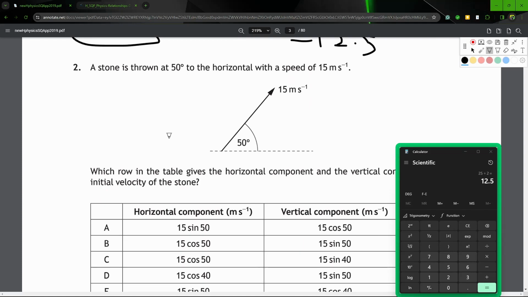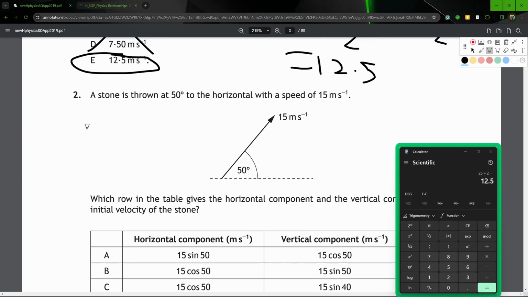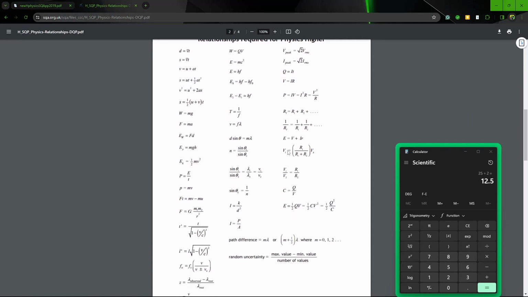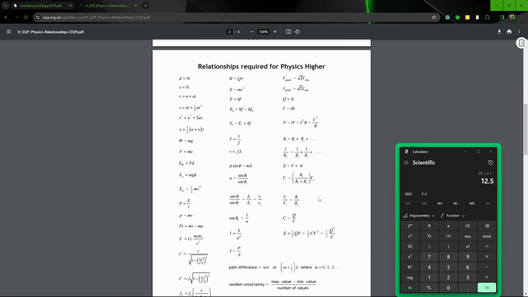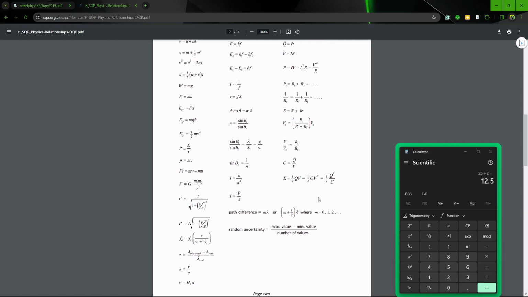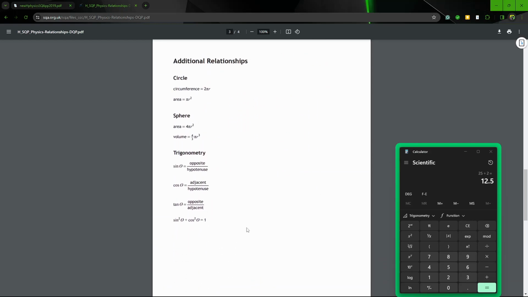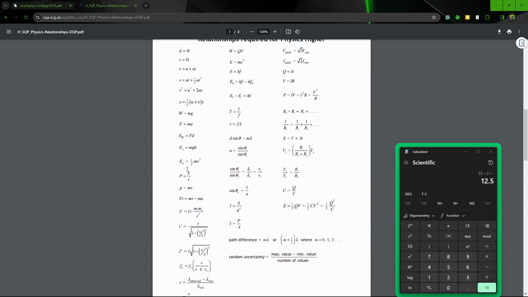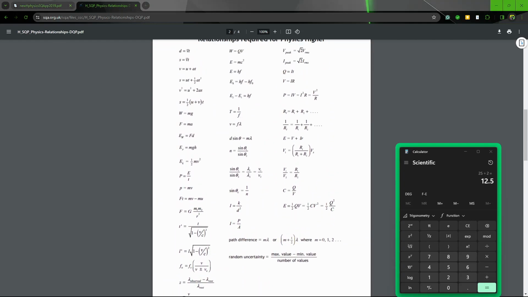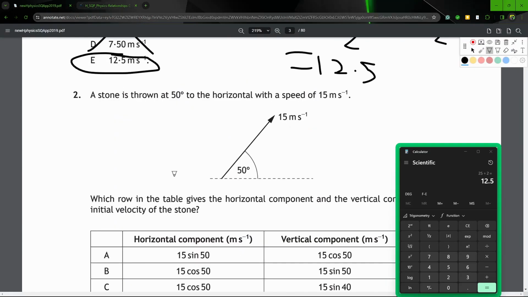A stone is thrown at 50 degrees to the horizontal with a speed of 15 meters per second. Okay, so this is going to involve equations that I don't think are in the relationships sheet. We can check, but I don't think they put them in because they're just a bit mean and they decided that they won't have them. Yeah, they won't have these equations in here, which is such a shame because they're really useful. But I'll write them down on here.